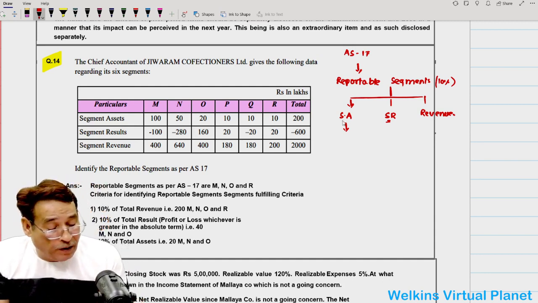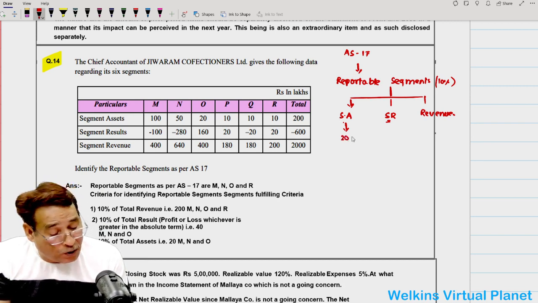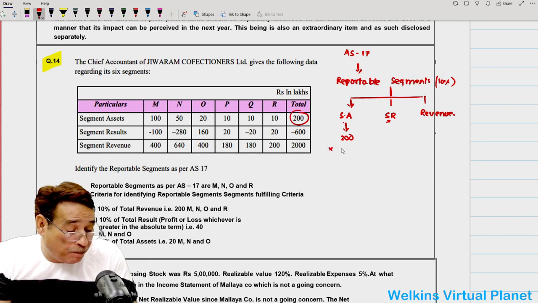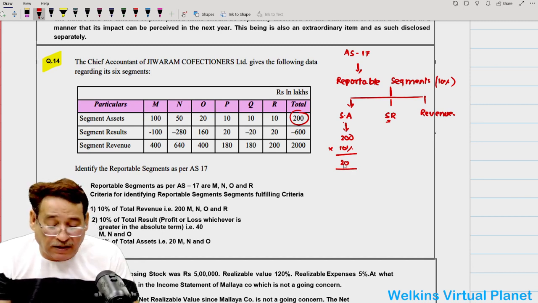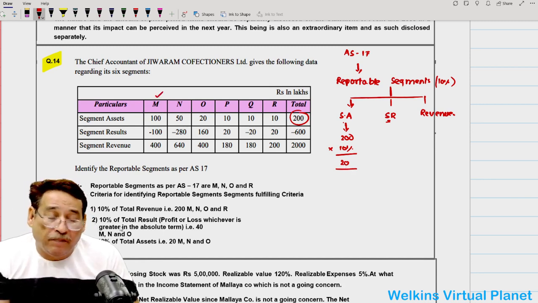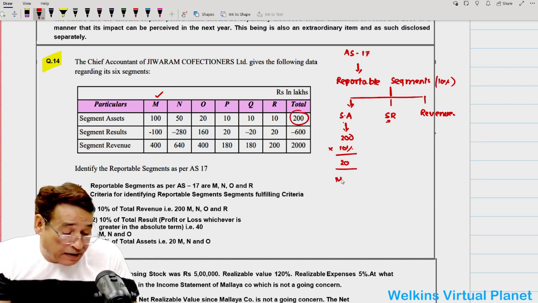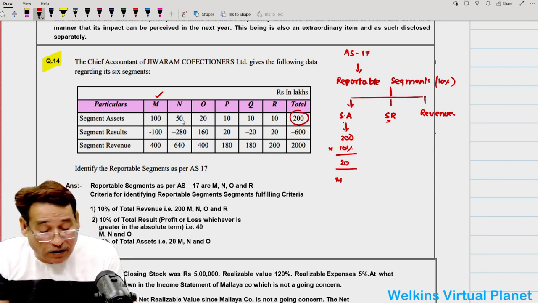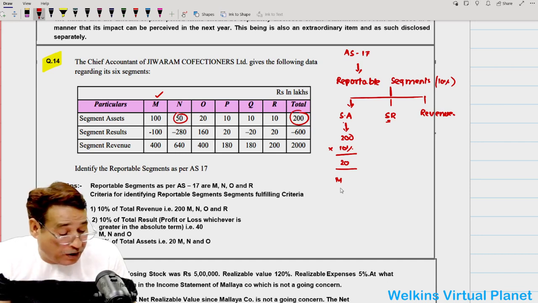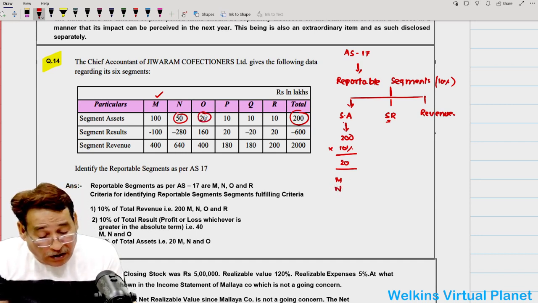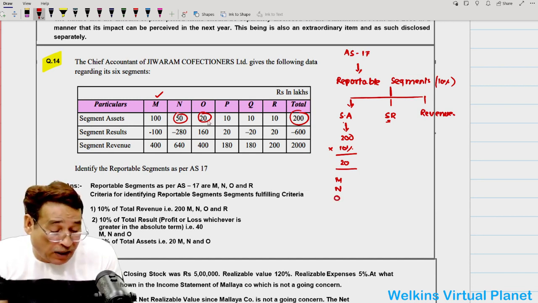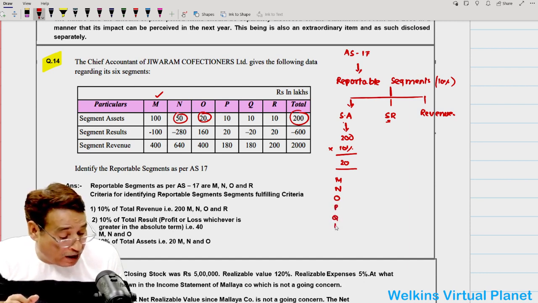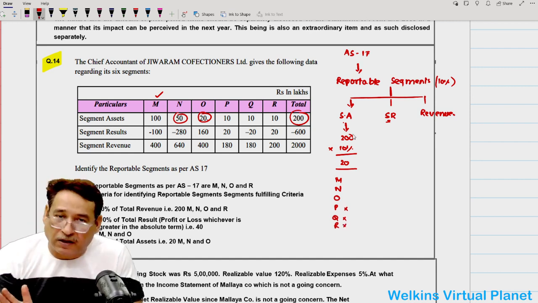First of all, we take the segment assets. Total segment asset is equal to 200. So I will compute 10% of this, which means the threshold limit is 20. Segment M has a segment asset of 100, which is more than the threshold limit, so it will be considered a reportable segment. N will also be considered a reportable segment because it has exactly 10% segment asset. But P, Q, and R will not be considered reportable segments as per this criteria.